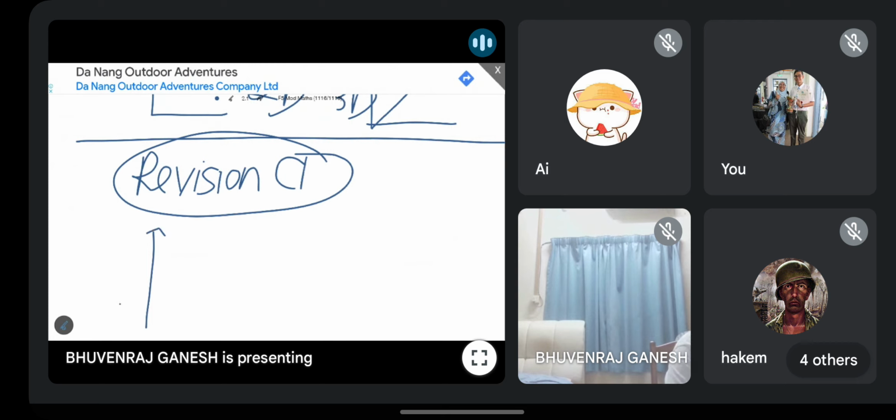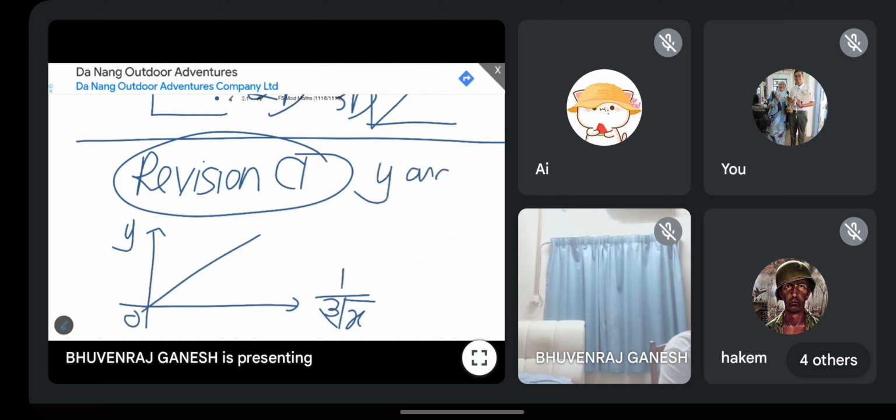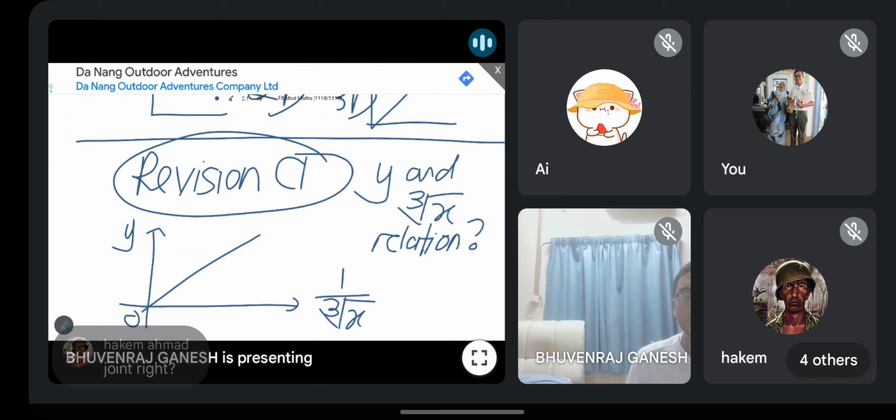Okay, first one. So the question is: y and cube root of x. What is the relation? Can you all tell me? Be careful, y and cube root x. So what is the type of relation? Direct, inverse, or joint? Mana satu? Come on guys, comment. This is your chance to revise chapter 1.